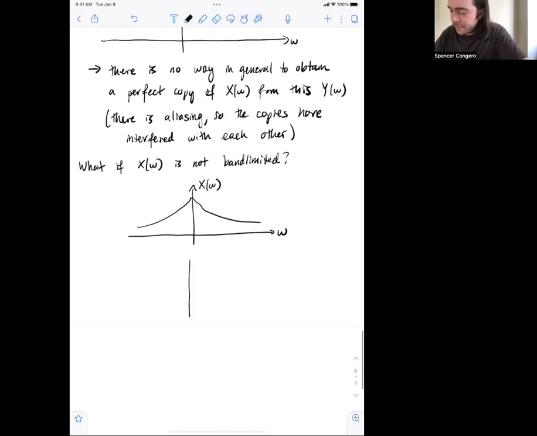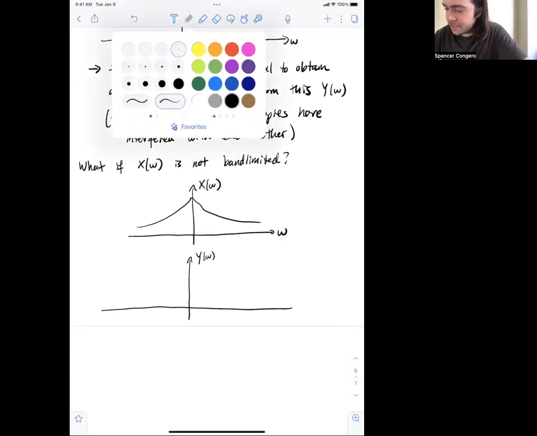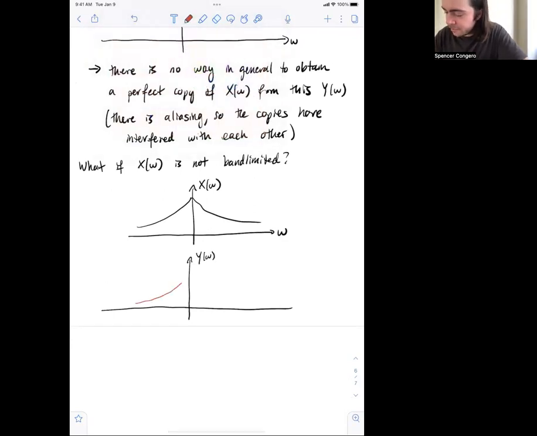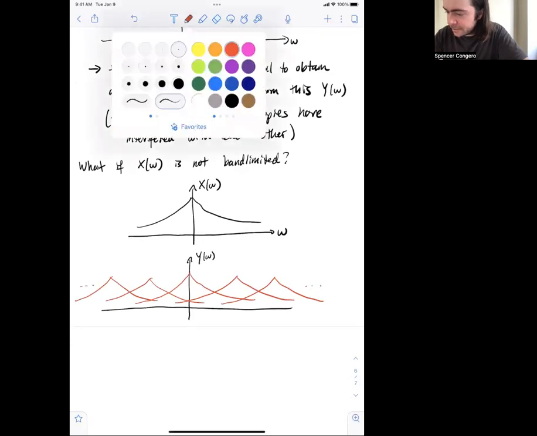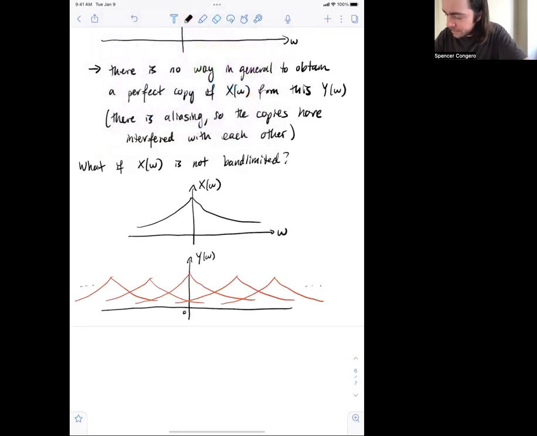Okay, so what would our y of omega look like when we add up a bunch of these shifted copies? Again, I'm just going to draw all the copies. I don't want to add them all up because it could get complicated, but it's going to look something like this. Right, all these shifted copies that are centered on integer multiples of omega sub s, the sampling frequency. This is zero, this would be omega sub s, this is like negative omega sub s, and so on.